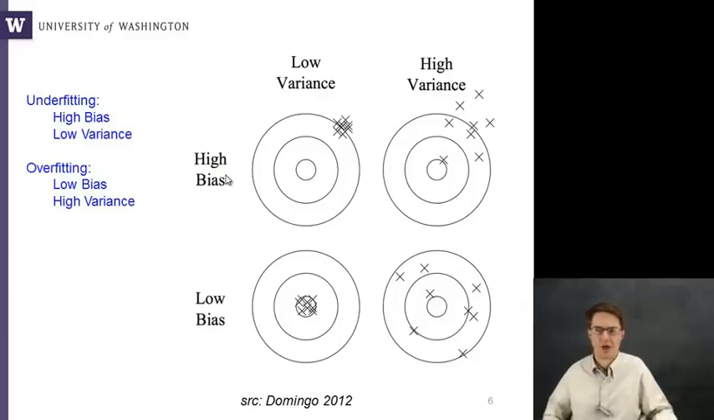So another image to call to mind when you're thinking about overfitting also comes from Pedro Domingos's paper, which is this distinction between bias and variance. In the underfit case, you're missing the mark. You're not describing the data very well, but you might have low variance. You're clearly missing the mark.